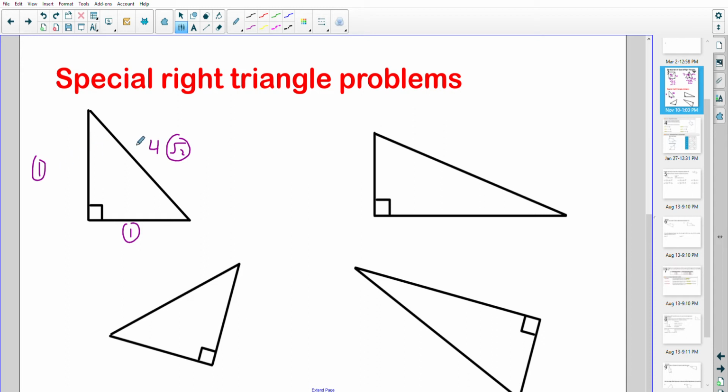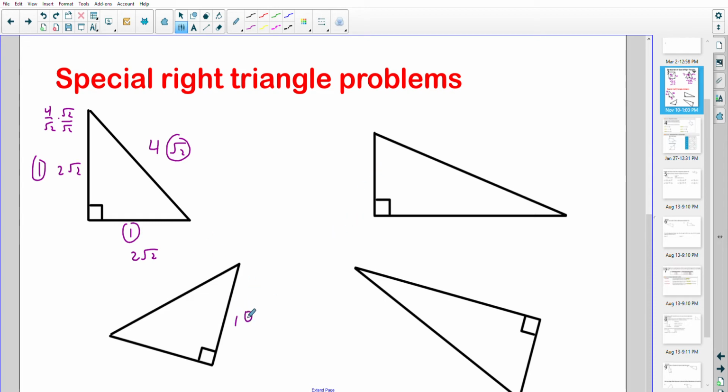So I'm going to take that 4 and divide it by square root of 2. And when you simplify, you get 2 square roots of 2. And that's what you have for both of these. And that makes sense because if you multiply this by square root of 2, you're going to end up with that.